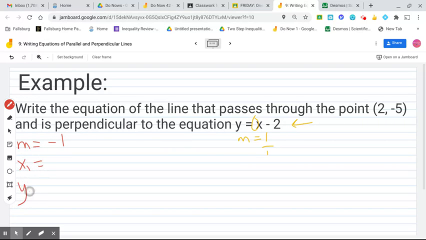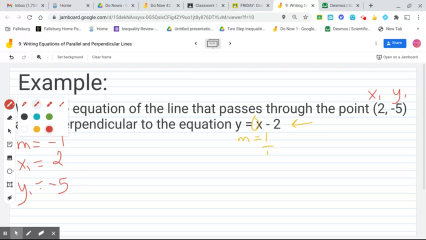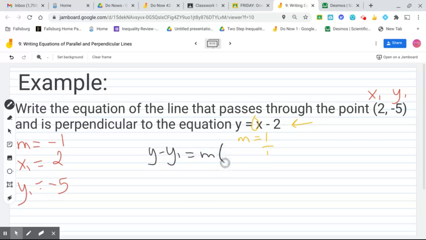Now we want to label x1 and y1. That's given in the problem. So x1 is 2, y1 is negative 5. From here, we want to plug it into our point slope formula. So we have y minus y1 equals m times x minus x1.